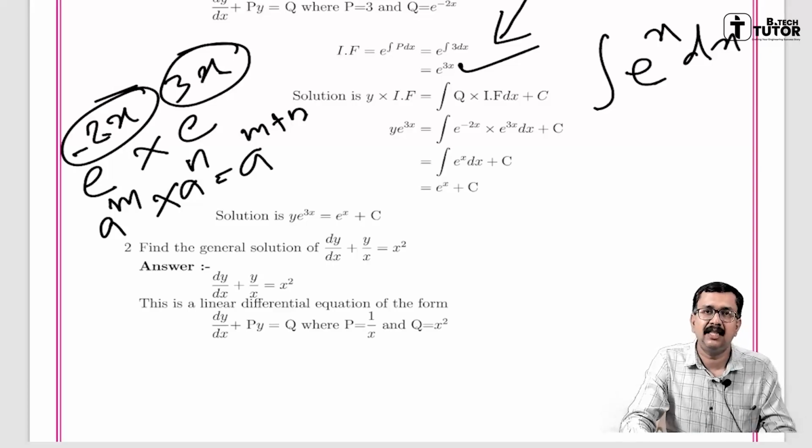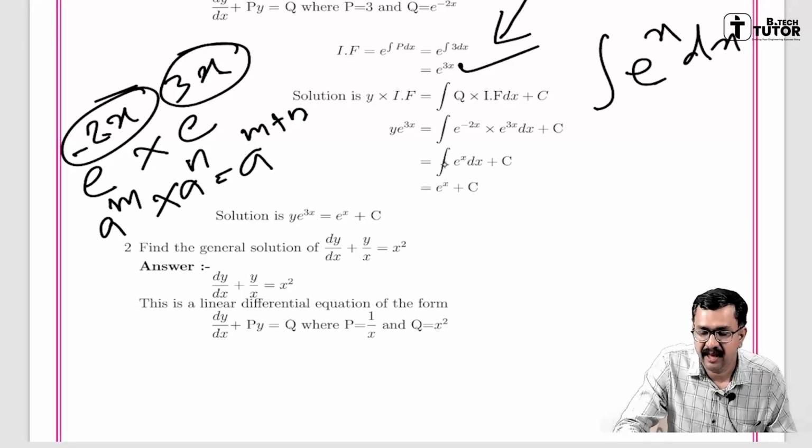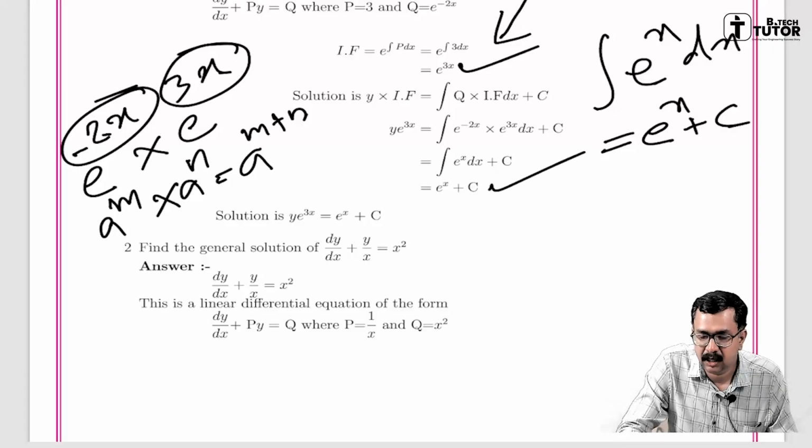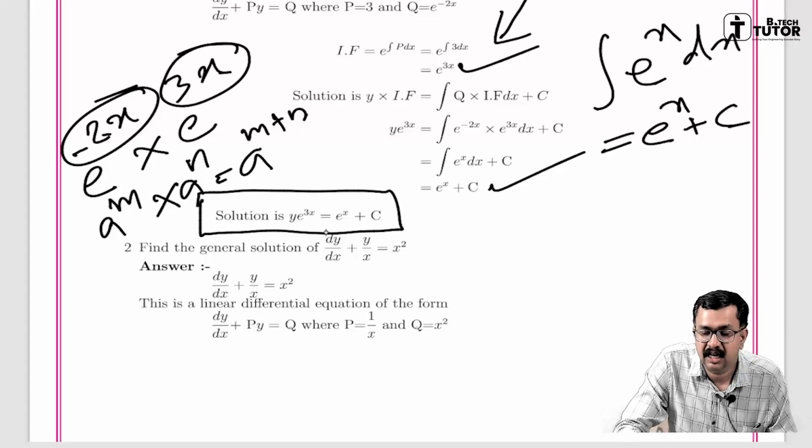We know that the integral of e raised to x is e raised to x itself, and the derivative of e raised to x is also e raised to x. Therefore, the integral of e raised to x is e raised to x plus c. Okay, the final answer is y into e raised to 3x equal to e raised to x plus c. That is our final answer.